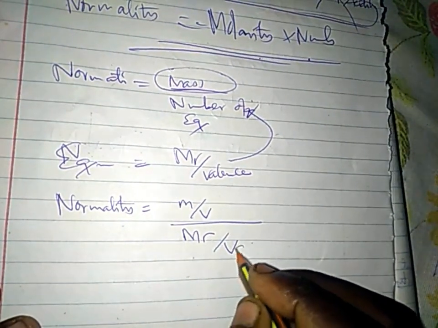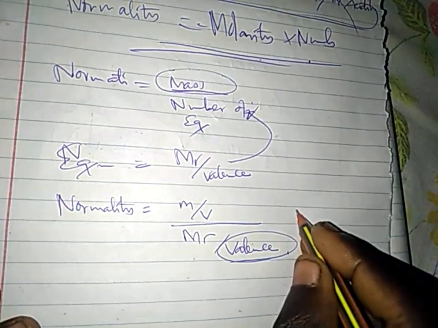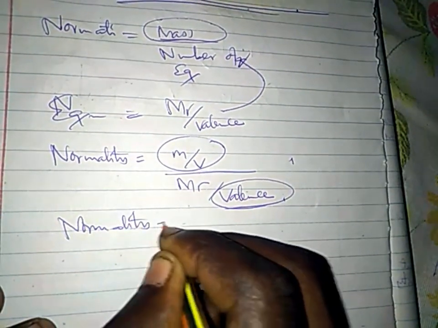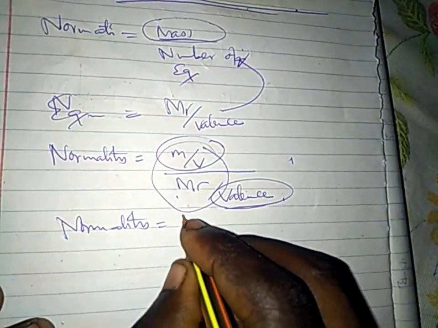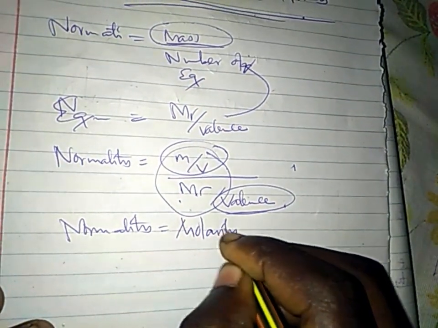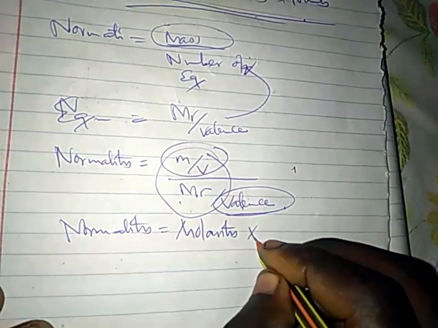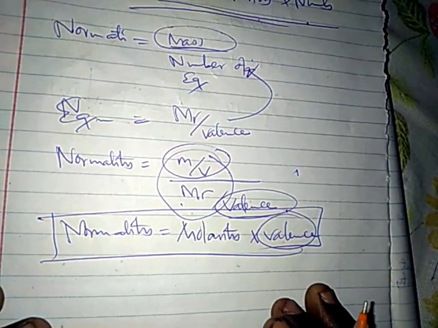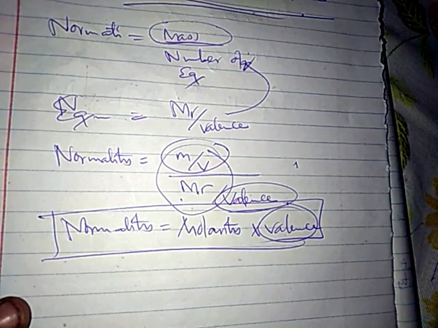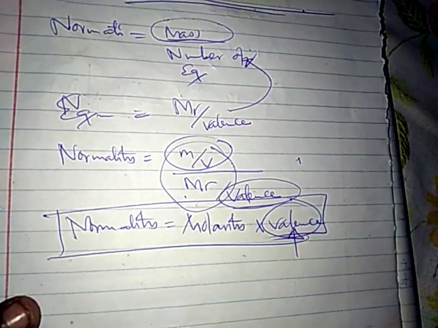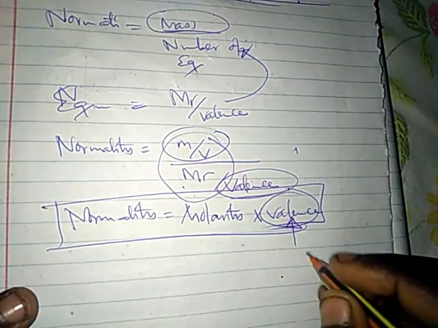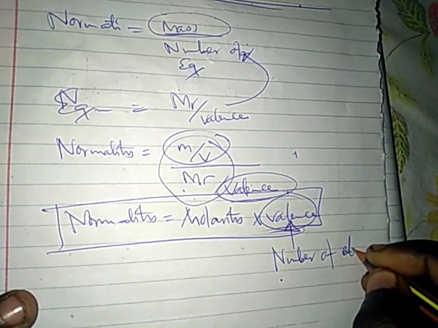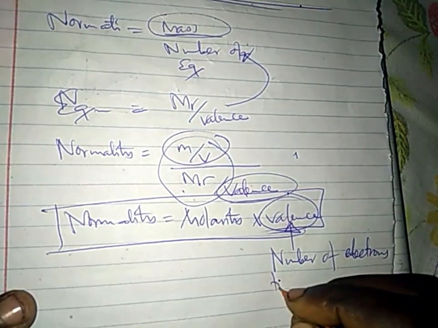So hii valence maana yake hapa itapanda juu. This is mass concentration. So normality will be equal to mass concentration divided by molar mass, which is equal to molarity. And then valence itapanda juu itakuwa nini? Times valence. So in acid base titration, valence inakaa basicity au acidity inakaa badala ya valence. Na kwenye redox titration hapa inakaa nani? Number of electrons transferred, sio moles, number of electrons transferred.